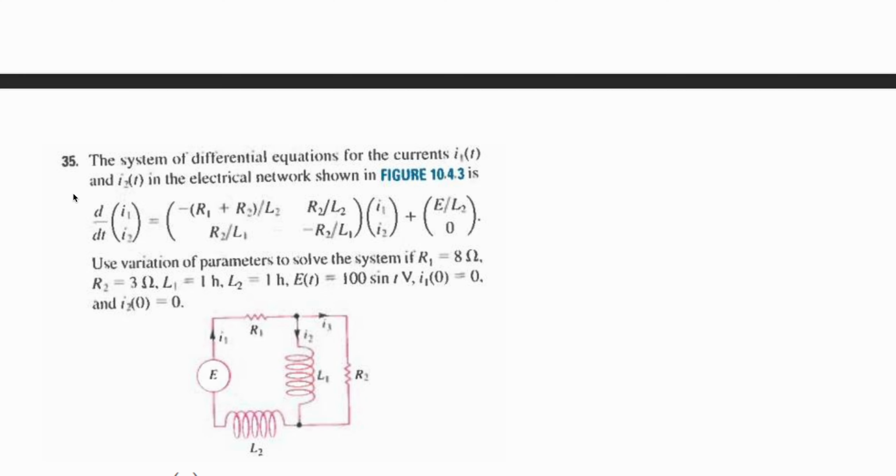Let's go over this problem right here. The system of differential equations for the currents I1(t) and I2(t) in the electrical network shown is the following. So here they skipped the step of modeling this ourselves, and they gave us a model for this, and they want us to use variation of parameters to solve this system given the values for these resistances and these inductances. I hope that's a word.